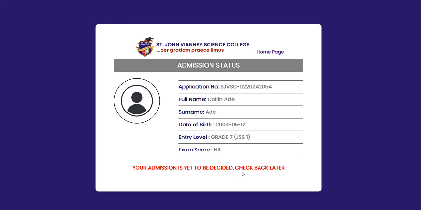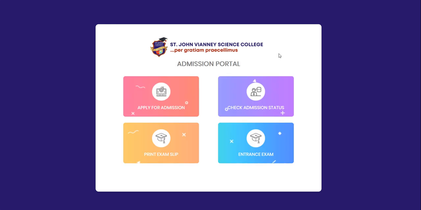If the school has decided, probably based on score, you can see this exam score, nothing is there. If it's based on score, then if you come back and you can see the score here, then probably this might have changed. Okay, you have been granted admission. So that is the process. If you have any question or any complaint after this tutorial, don't hesitate to call the school. Thank you.